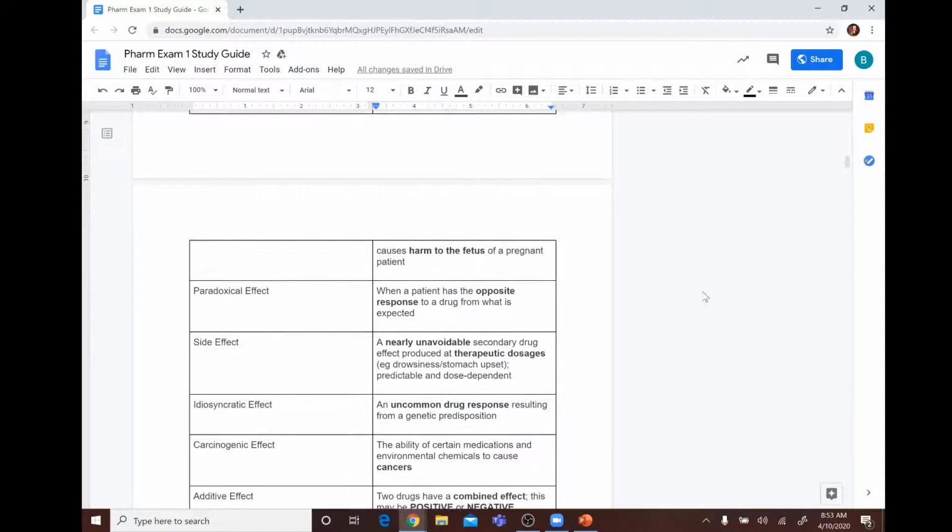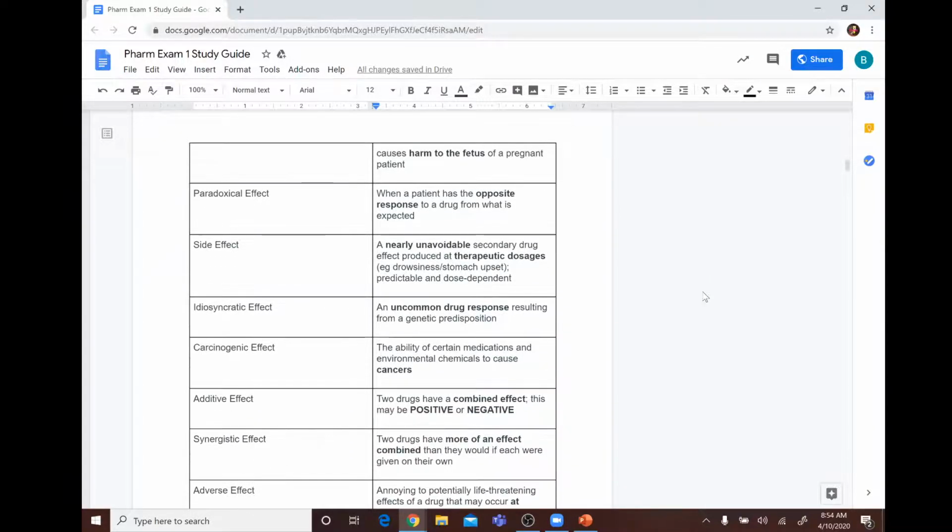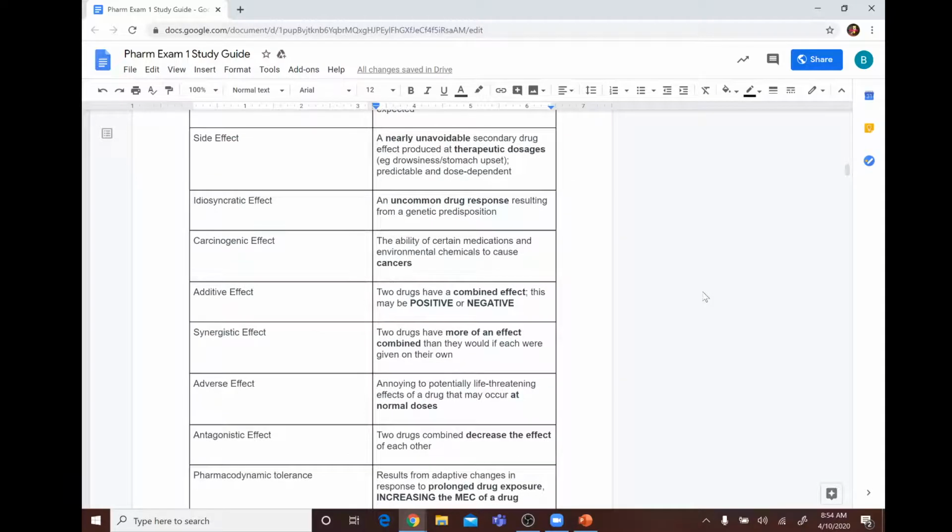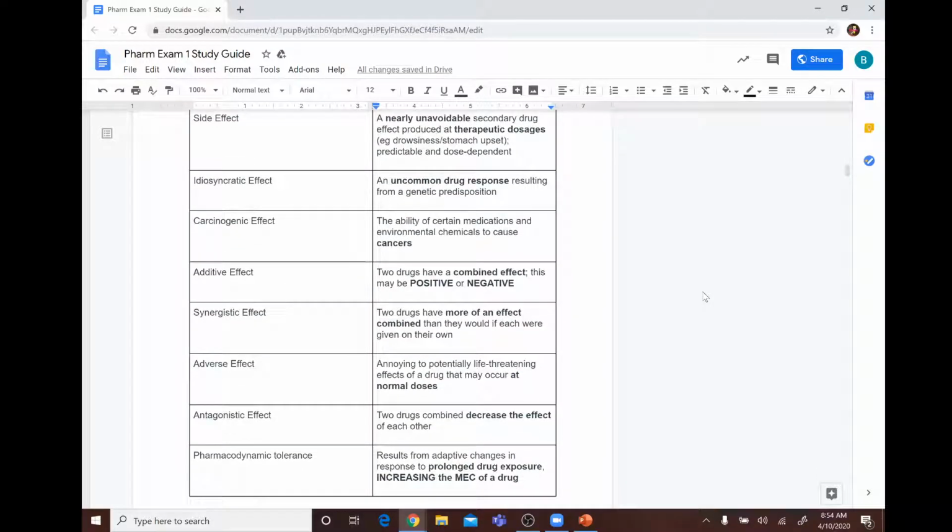What is a paradoxical effect? When a patient has the opposite response to a drug from what is expected. What is a side effect? It is an unavoidable secondary drug effect produced at therapeutic dosages. These are predictable and dose-dependent. What is an idiosyncratic effect? Uncommon drug response resulting from a genetic predisposition.